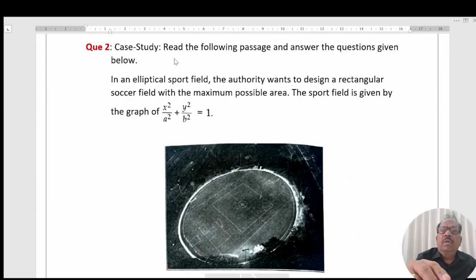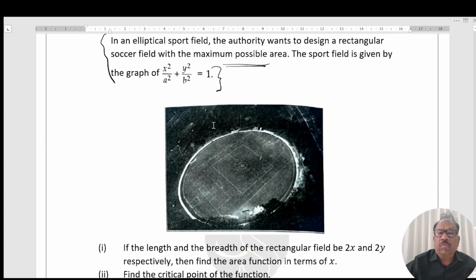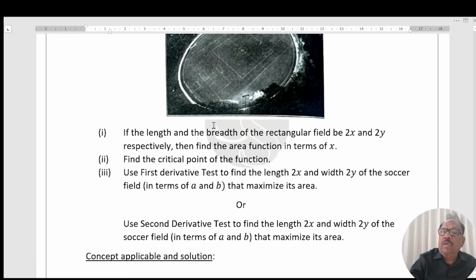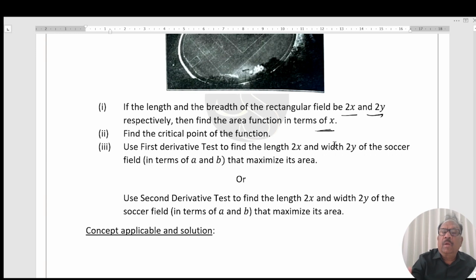Question: read the following passage and answer the questions given below. In an elliptical sport field, the authority wants to design a rectangular square with the maximum possible area. The sport field is given by the graph x square over a square plus y square over b square equal to 1. What is your requirement? If the length and breadth of the rectangle are 2x and 2y, find the area of the function in terms of x. Find the critical points of the function. First derivative test and second derivative test, right?